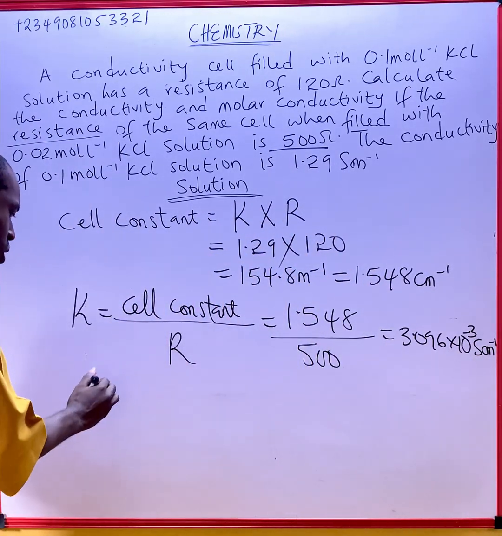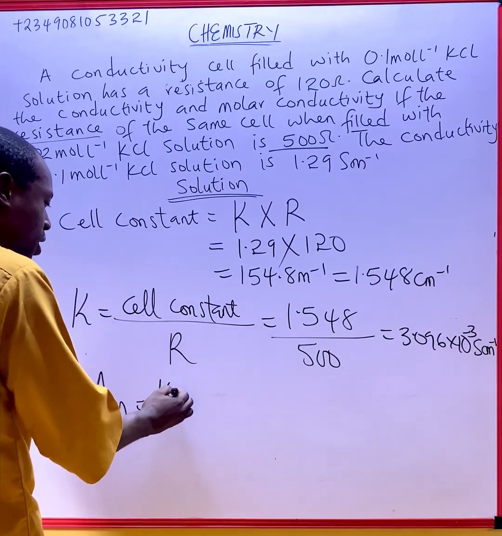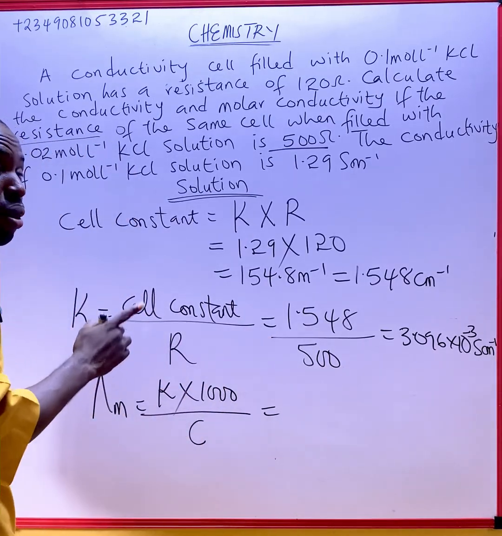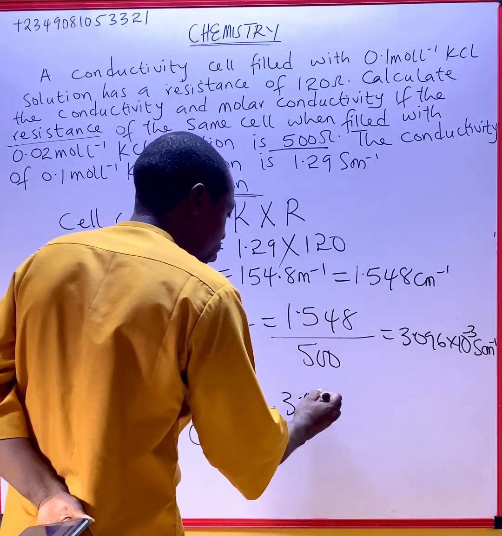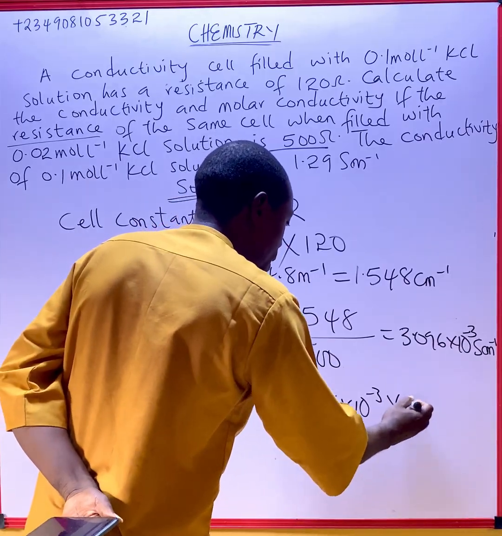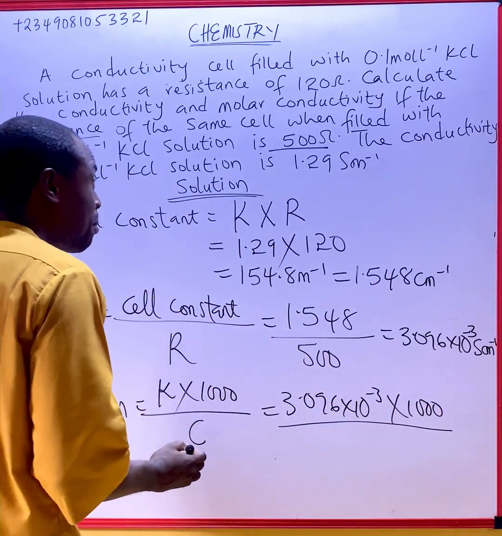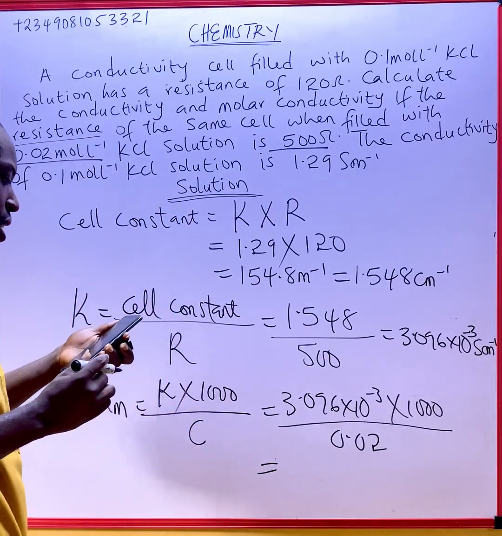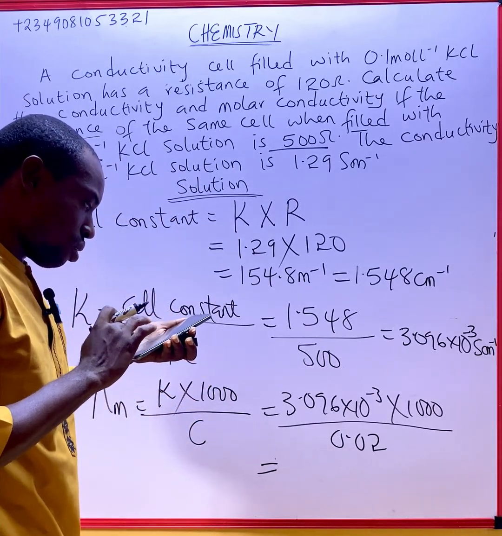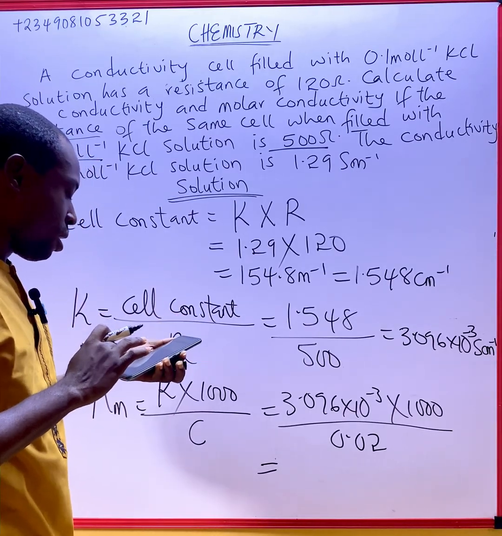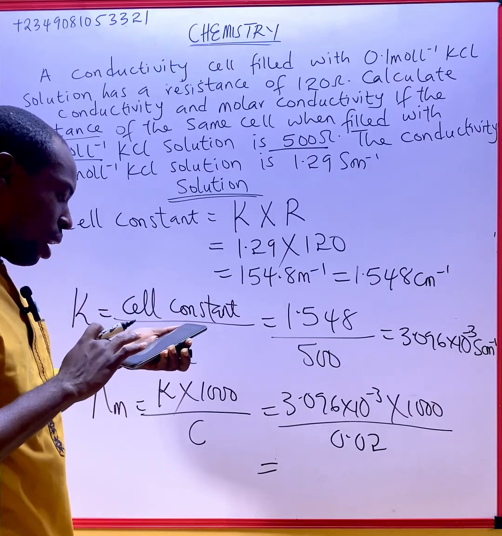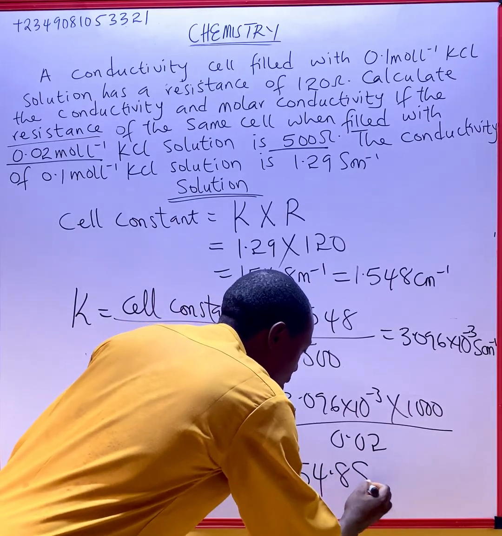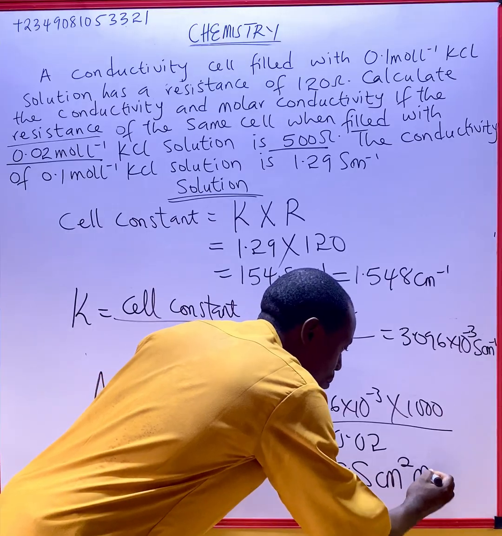To now get your molar conductivity, which is K, the conductivity, times 1000 over the concentration of the 0.02 mole per liter. My K here is 3.096 times 10 to the minus 3 multiplied by 1000, divided by my concentration, which is 0.02. When you multiply 1000 divided by 0.02, the final answer is 154.8 Siemens centimeter square per mole.